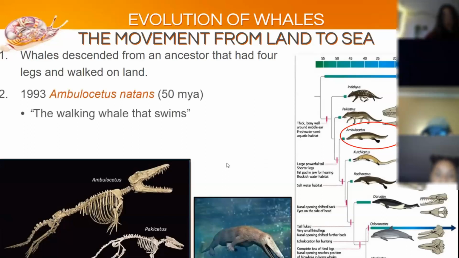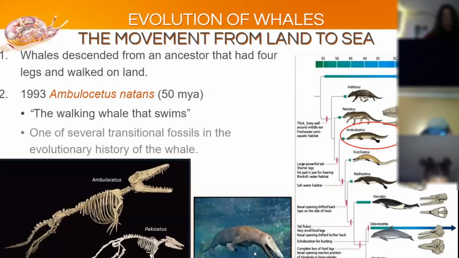So 1993, we found the Ambulocetus natans right here, the walking whale that swims. So this showed similar features to the land animal, and here it is right here. Similar features to the land animals and similar features as the water dwellers. And so that's the transition between the two of those.